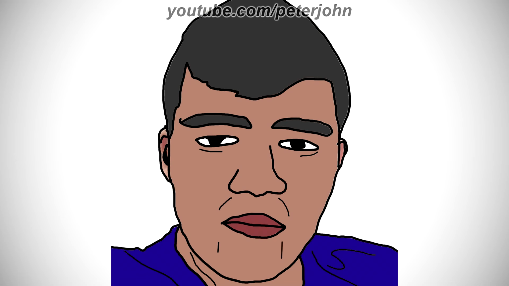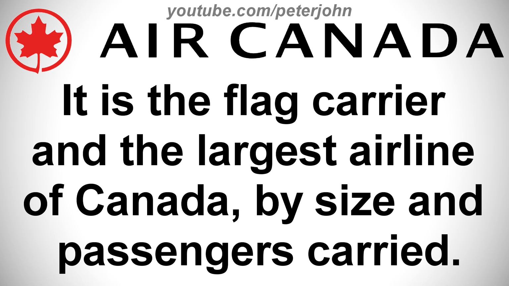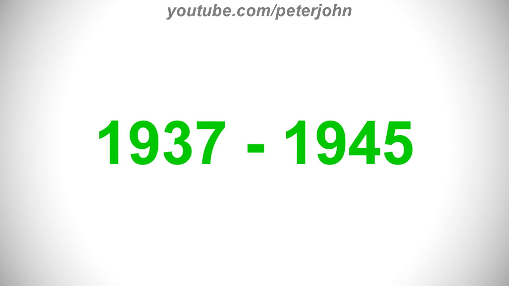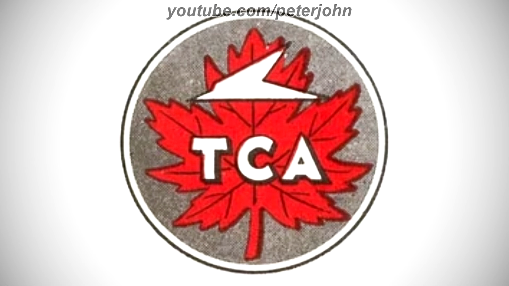Alright, now I'm gonna talk about Air Canada. It is the flag carrier and the largest airline of Canada by size and passengers carried. 1937 to 1945, here we have the logo of the first Air Canada's name, Trans-Canada Airlines. There is a grey circle on a black outline, and inside it there is a red leaf, and on it there is a white arrow, and under it, there is the word TCA in white text on a black outline.